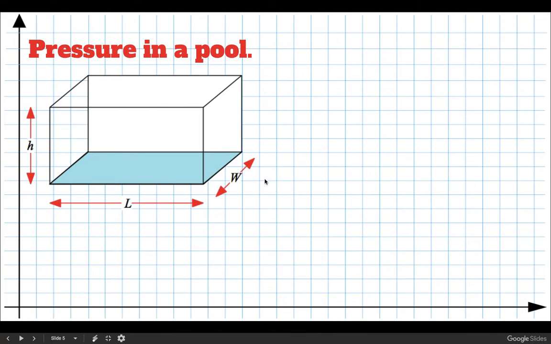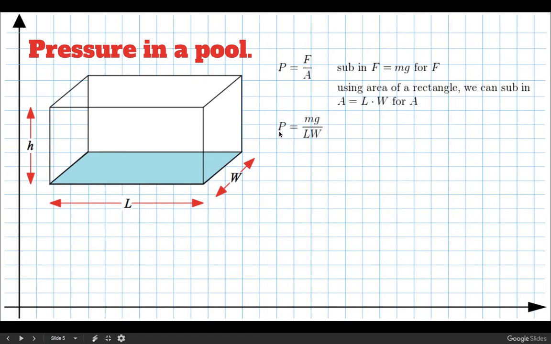So what we want to do is figure out what is the pressure on the bottom of the swimming pool here. So imagine we have a rectangular swimming pool, and we're going to calculate the pressure on the bottom, and we're going to fill it with water. So to start, we know the pressure equals the force over the area. So we need to find the force of gravity pulling on this big cube of water and divide it by the area, the blue region here, over which that force is spread. Now, we know that force equals m times g, so if we could find the mass of the water and multiply by g, we would have the force. And we also know that the area of the bottom of the pool is the length times the width, L times W. So if I substitute those in, I can calculate the pressure as mg over L times W.